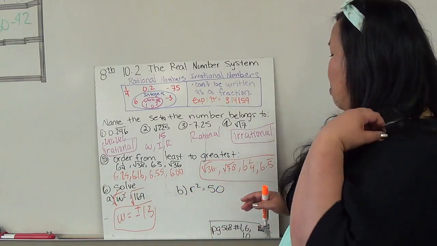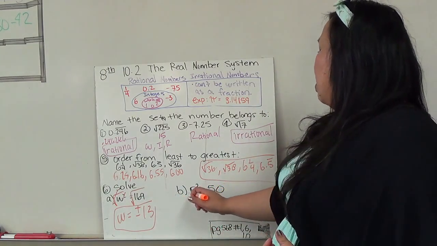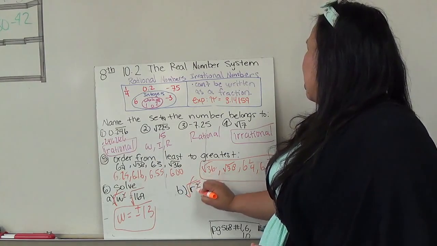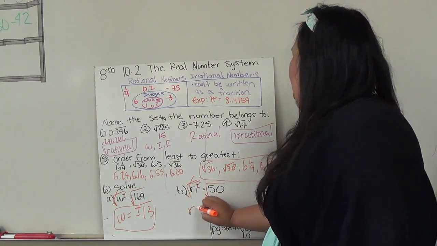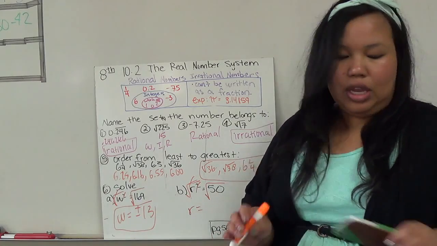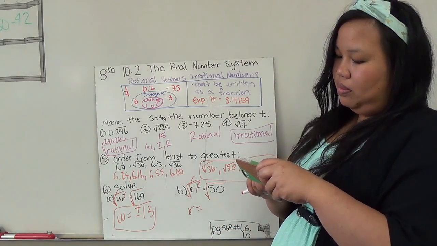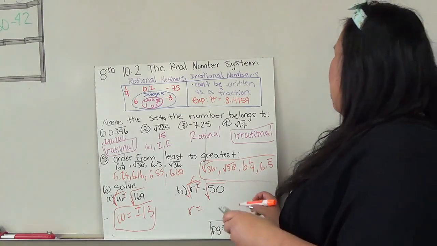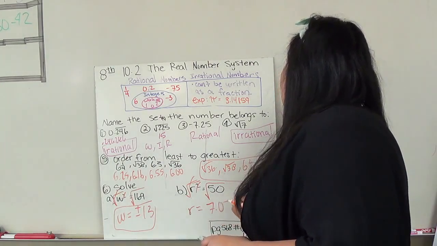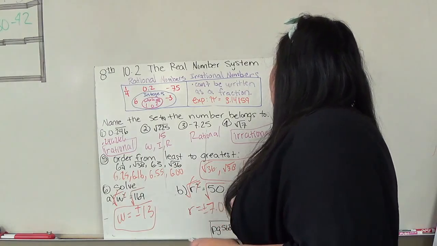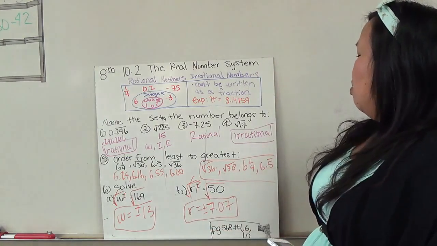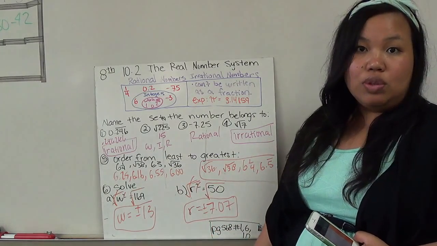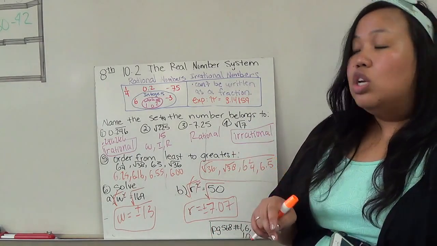All right, I'm going to do the same thing here. I'm going to square root both sides. This cancels out. I end up with just r. And I'm going to do the square root of 50, which gives me 7.07, plus or minus. Okay, remember I didn't have to do that here, but because I'm solving, I need to make sure to do that too, because the solution is actually two different answers.